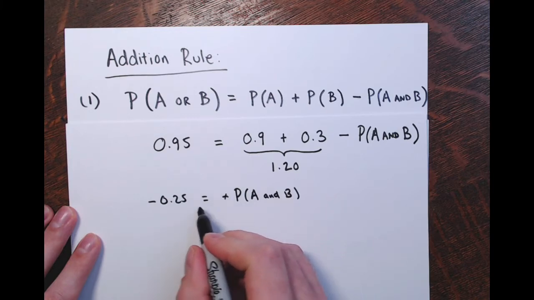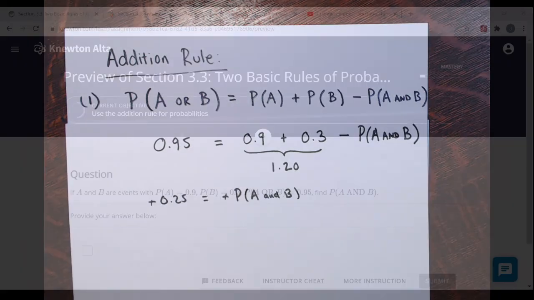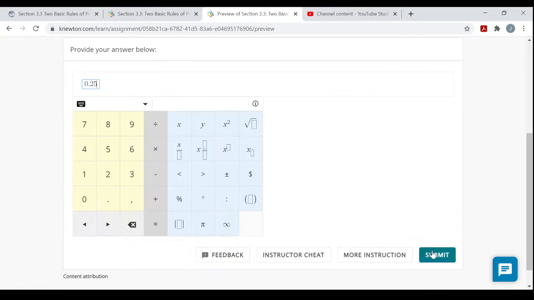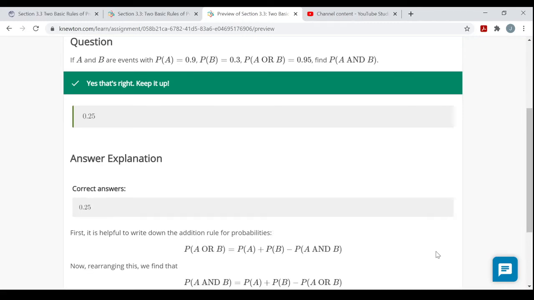Just multiplying both sides by -1, I get the probability that A and B occur is 25%, 0.25. So that's what I'll enter. It doesn't say to go to any decimal places or anything like that, so just enter it as is, 0.25. Hopefully very, very easy for you.